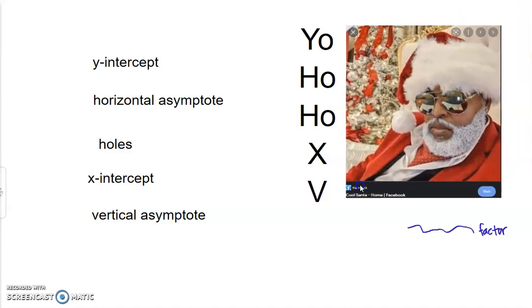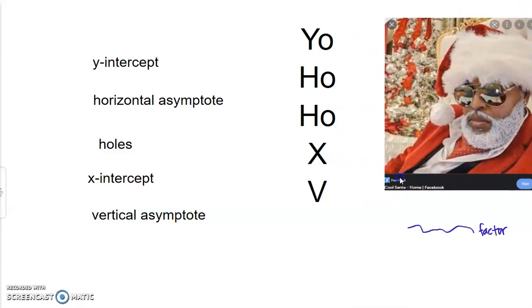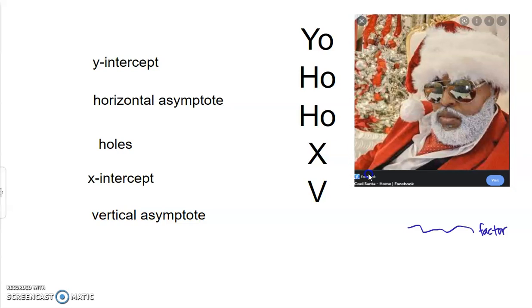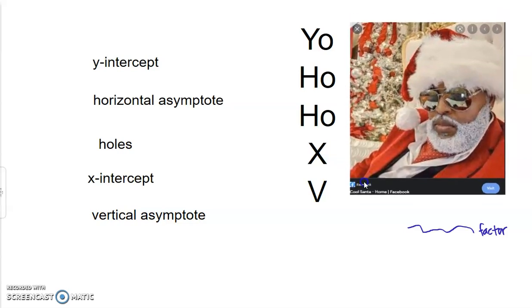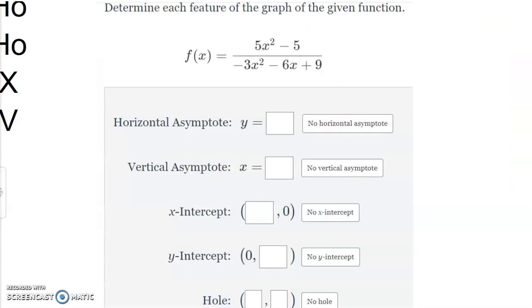All right, yo ho ho XV, this is me again. If you didn't see this before, this is worth checking out. Maybe it'll help you remember how to do this stuff because here's what we're faced with. We are going to try to determine each feature of the graph of the given function. Whew, this looks complicated. There's a lot of stuff to pull out of here.